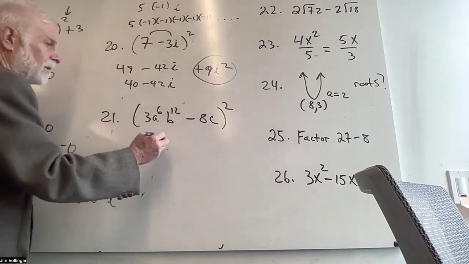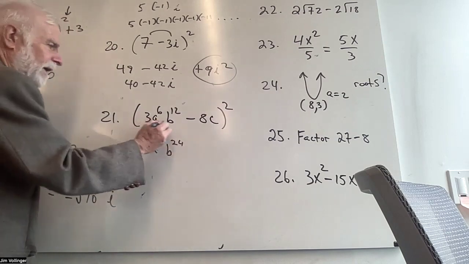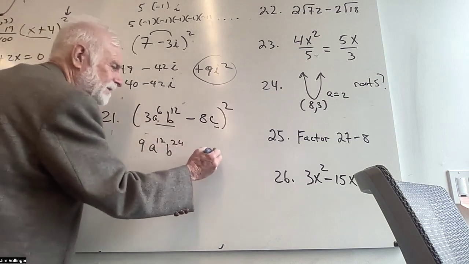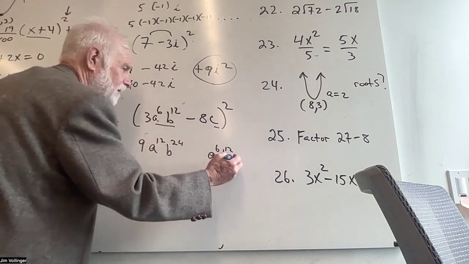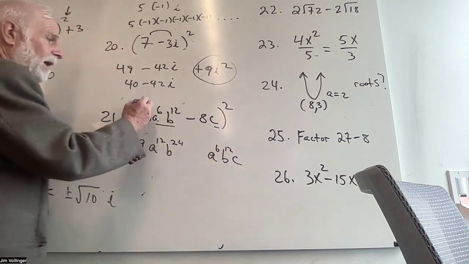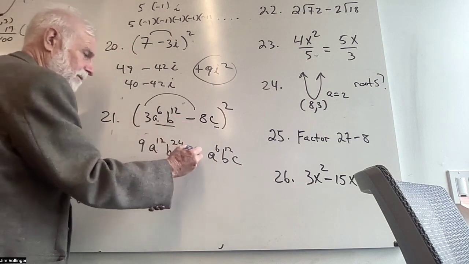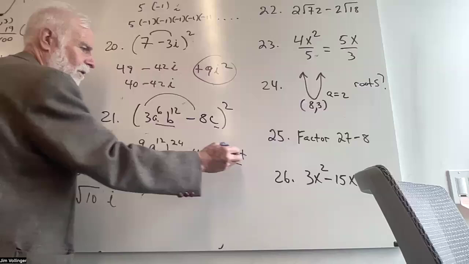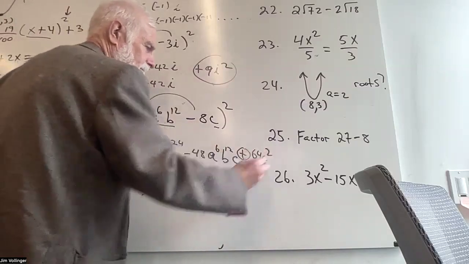A to the 12th, B to the 24. And now I have A to the 6th, B to the 12th times C. That's still going to be there. A to the 6th, B to the 12th, C. How many do I have? 3 times minus 8, minus 24 doubled, minus 48. Squaring a term is always going to be positive, so that's 64c squared.